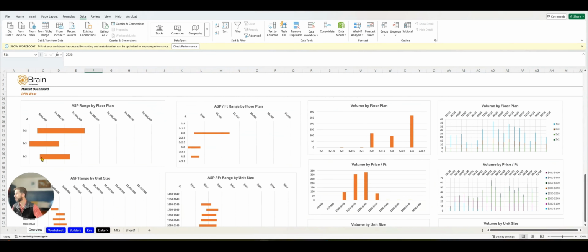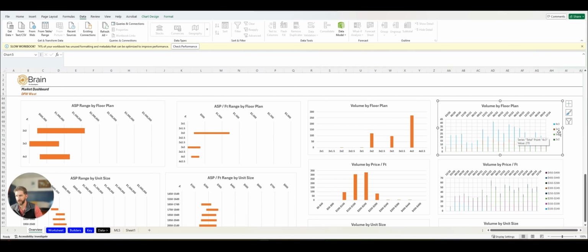And then you can see it's still a pretty tight range there. But you can see this is volume by floor plan. So this is the same idea, but over time, and it's volume instead of ASP, high-low range. So you can see in Aledo, most sales that take place are 4-bedroom, 3-bath.